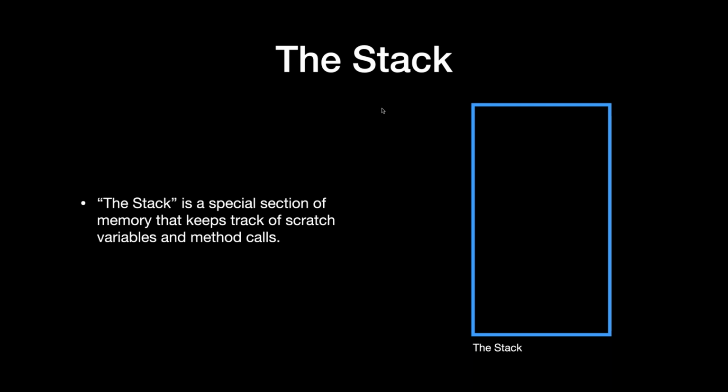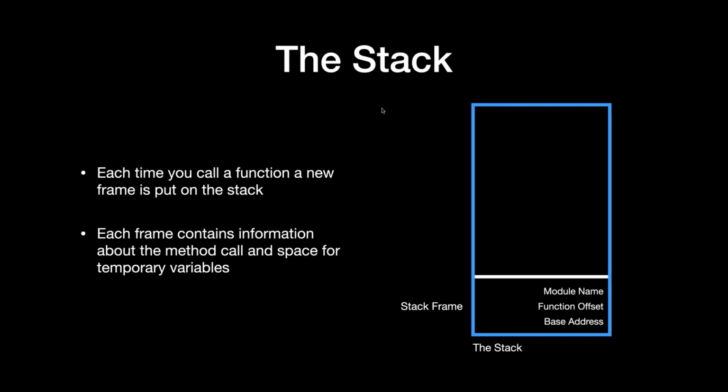Let's look at an example of how that might work. When your program makes a function call, we put a frame into that stack memory. A frame is just a struct with a bunch of properties.